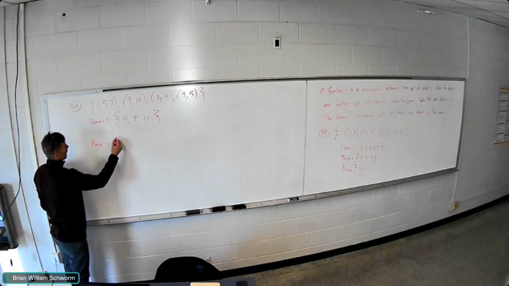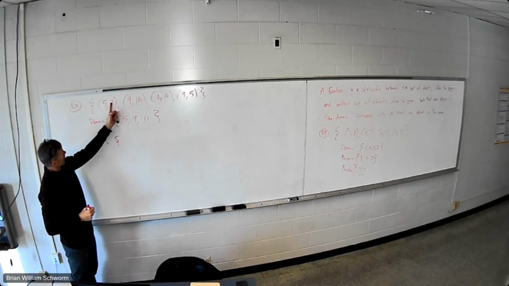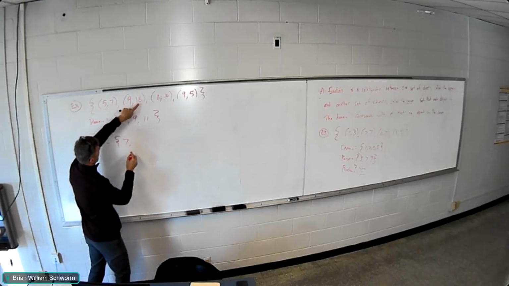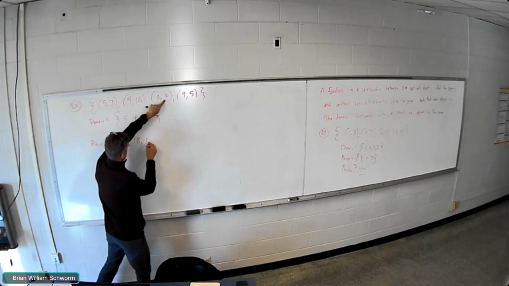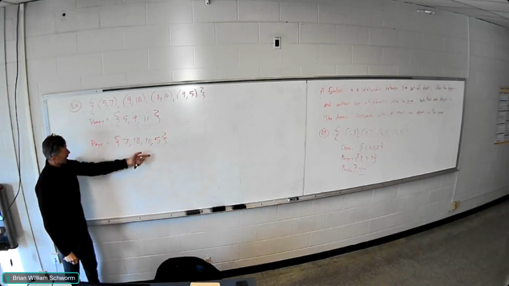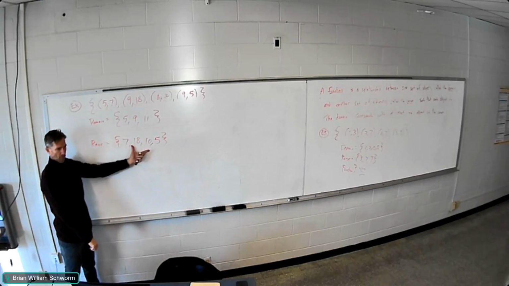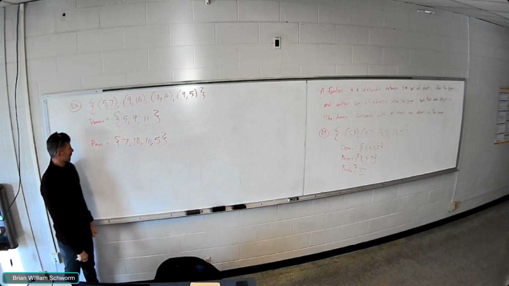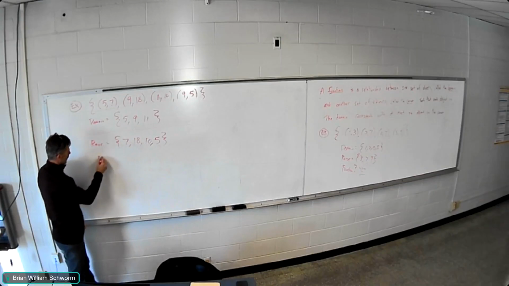Range. All the second numbers, things being related to, so 7, 18, 10, 5. I'm just listing them out. It's just a list, so they don't necessarily have to be in numerical order or anything like that. Just list them out. Then is this one a function?